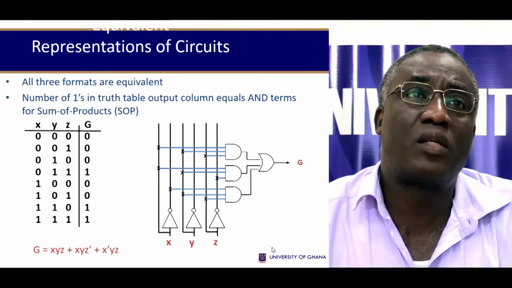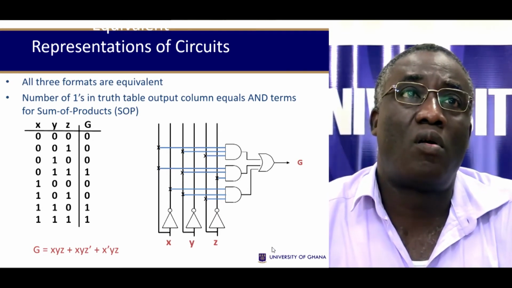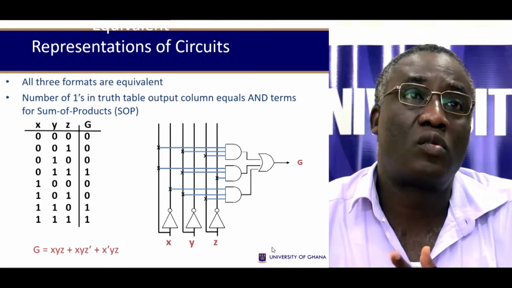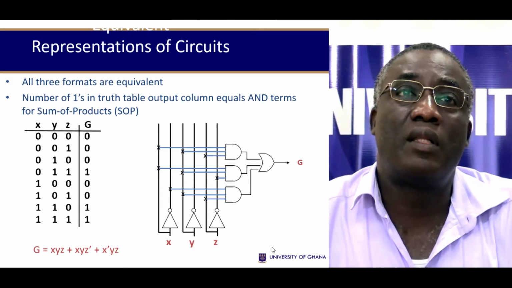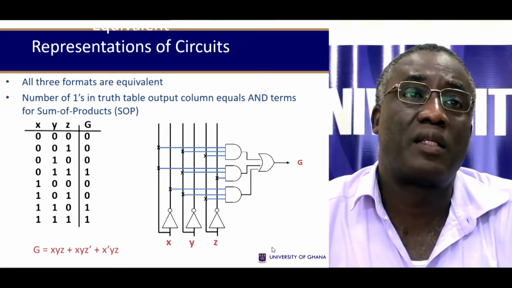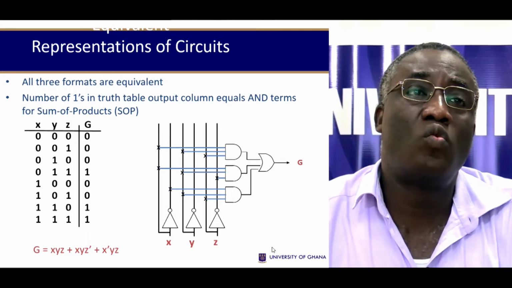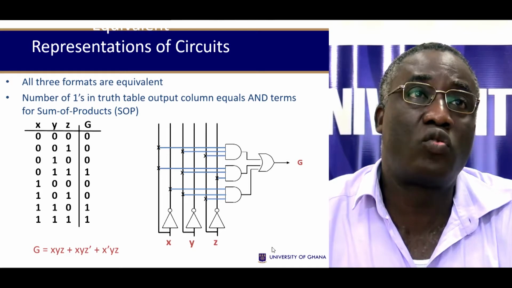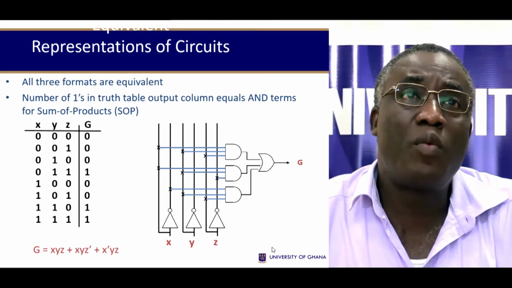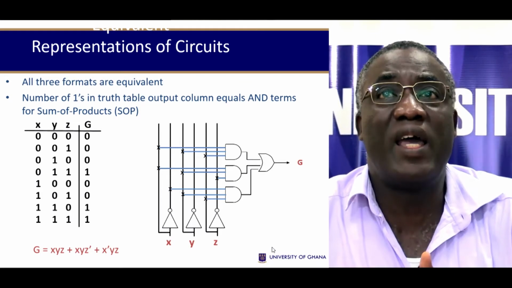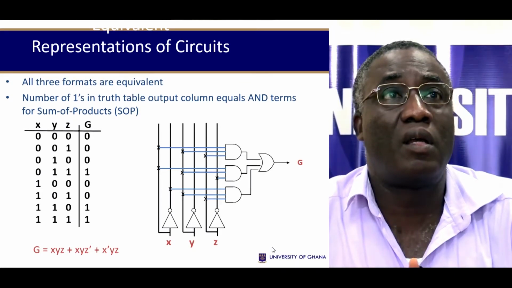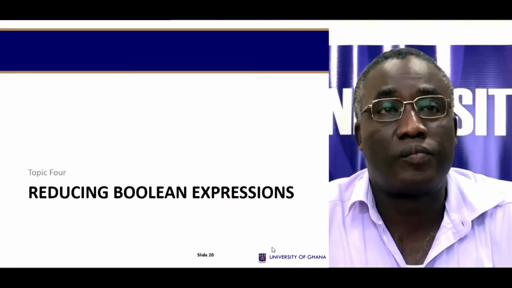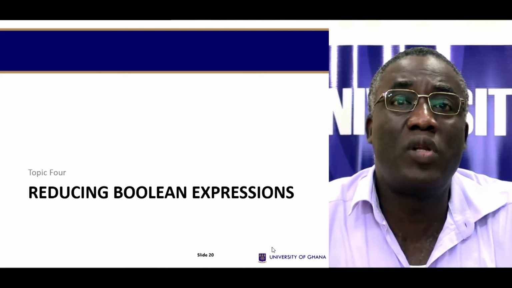Whether you have it as a truth table, a product term, or a circuit, they all do the same thing. In this particular case, the circuit for that can be represented as that. And this will be the Boolean expression for it. This is a truth table. The number of 1s in the truth table output column equals the number of terms for the sum of products, or the SOPs. So how do you reduce the Boolean expressions?